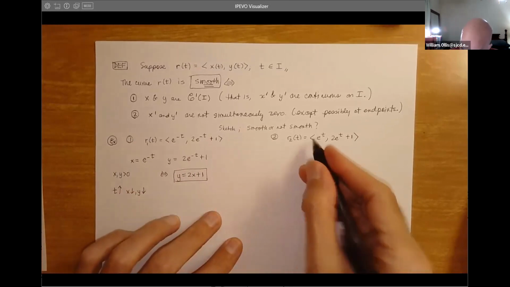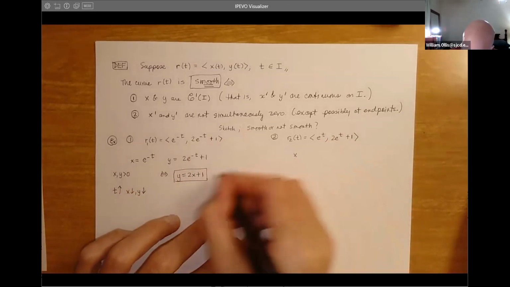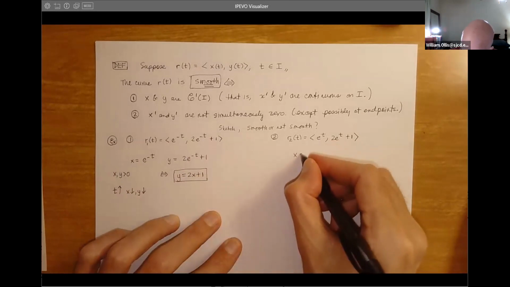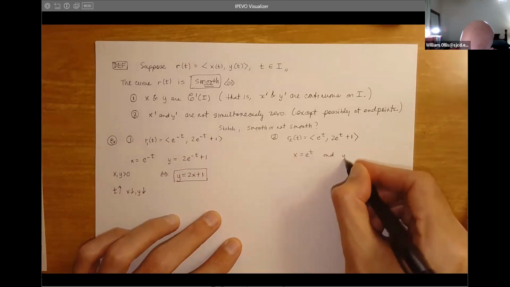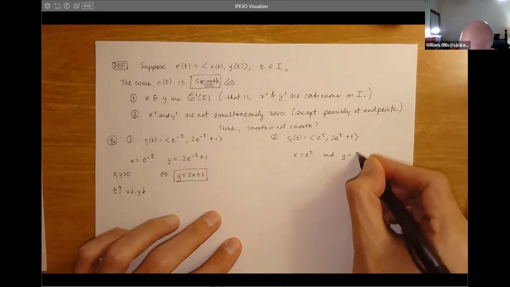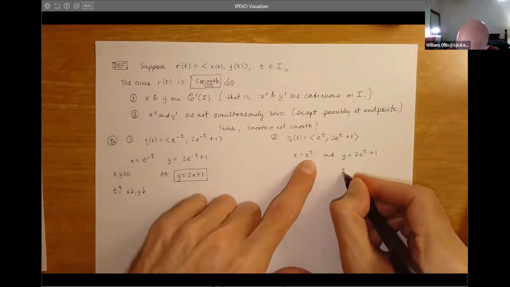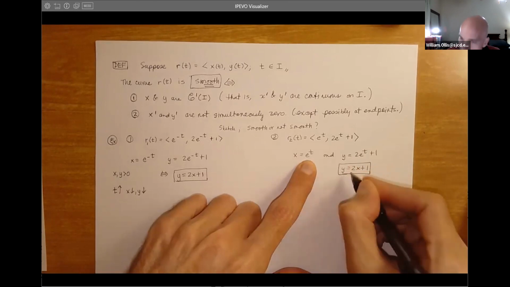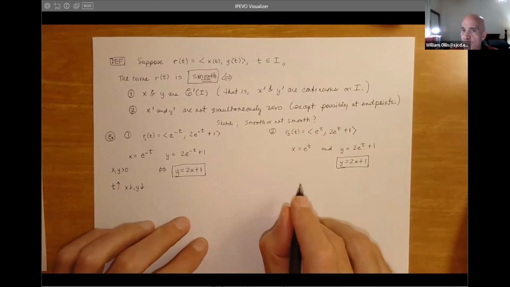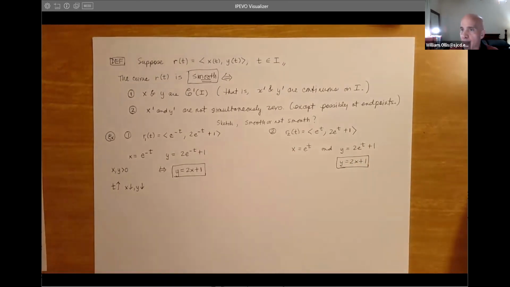Now, if we look over here, we get the same thing. As far as the Cartesian equation, we have x equals e to the t and y equals 2e to the t plus 1. Well, of course, x is e to the t, so y equals 2x plus 1. So, ladies and gentlemen, if I ask you to eliminate the parameter in a parametric representation, you'll be able to do it. You'll be able to do it.